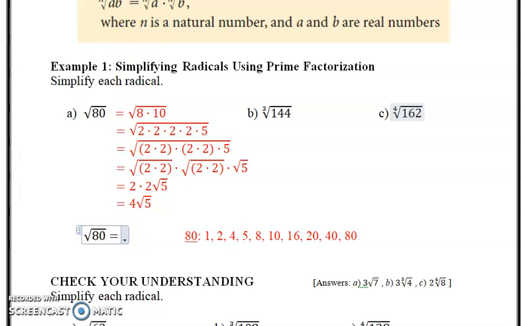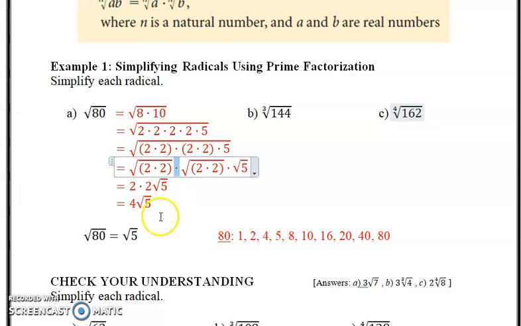80 is equal to the square root of 5 multiplied by 16. Right? And then I'm going to write it in the reverse order. Not that it makes a difference, but I like to put the perfect square first and then the second factor second. So we know that 16 times 5 is 80. We did those factors. 16 was the largest perfect square.